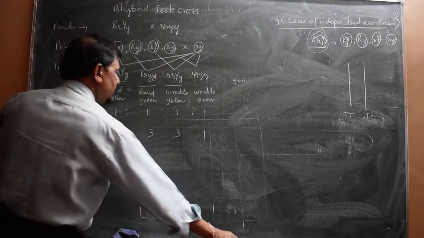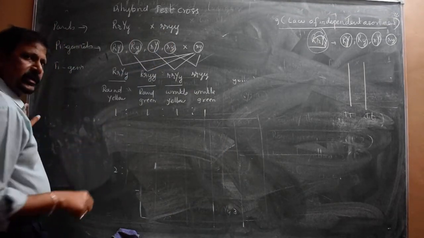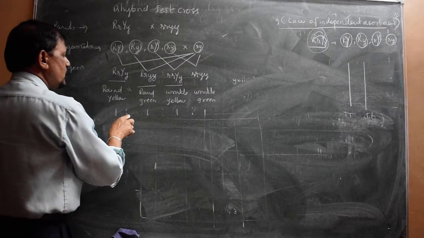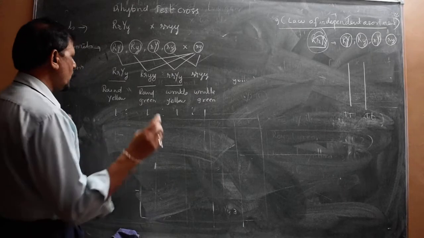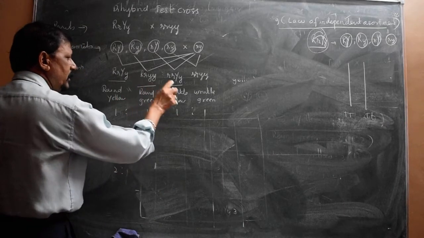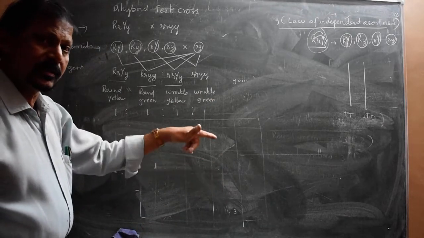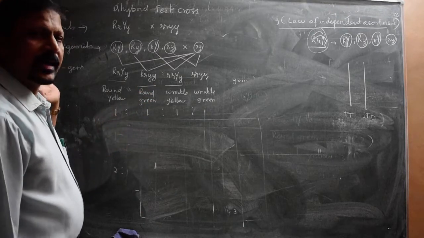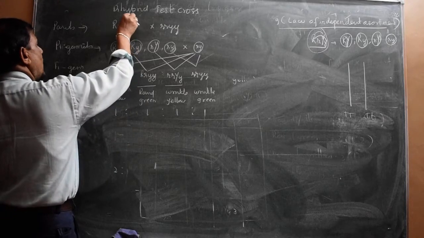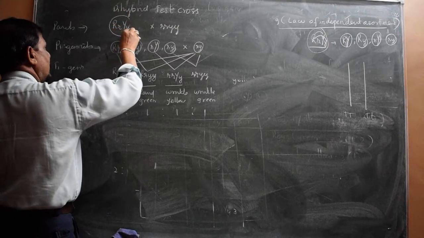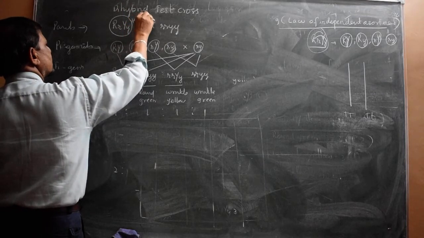Same plants, but because the homozygous recessive parent is crossed with the heterozygous, we got a ratio of 1:1:1:1. Only 4 plants, correct? Only 4 plants we got: round yellow, round green, wrinkle yellow, wrinkle green. All the types of plants are there. What you got in the dihybrid cross, but only 4 plants are there in the ratio of 1:1:1:1. So the F1 generation, the dihybrid F1 generation plant, was heterozygous.